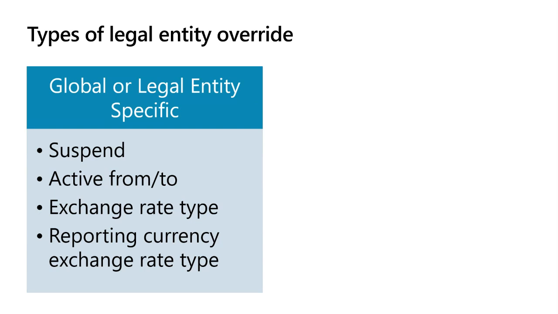Exchange rate type is used to define a specific exchange rate type that is used for the main account for a foreign currency revaluation. This overrides the exchange rate type that is set up on the ledger page, but only for a foreign currency revaluation. Reporting currency exchange rate type is used to define the exchange rate type that is used on the reporting currency column for the account.